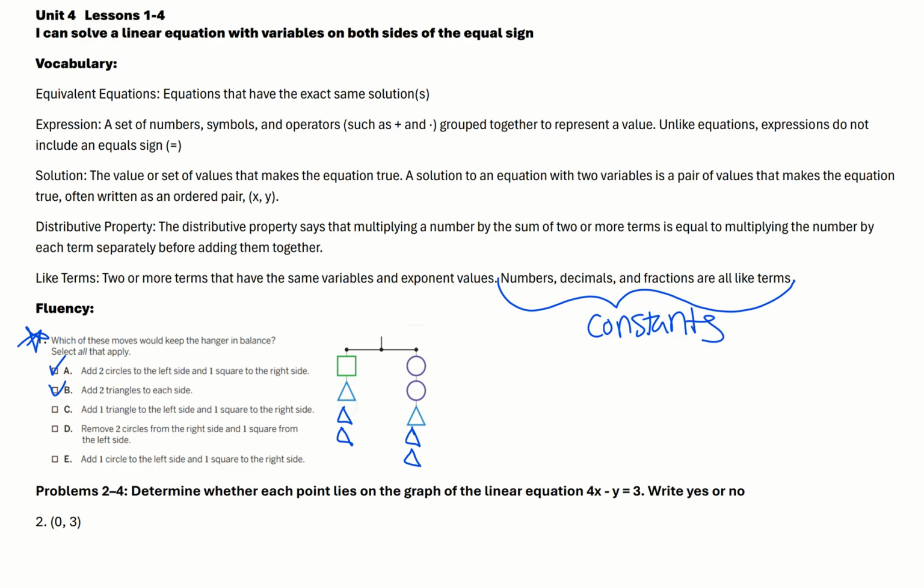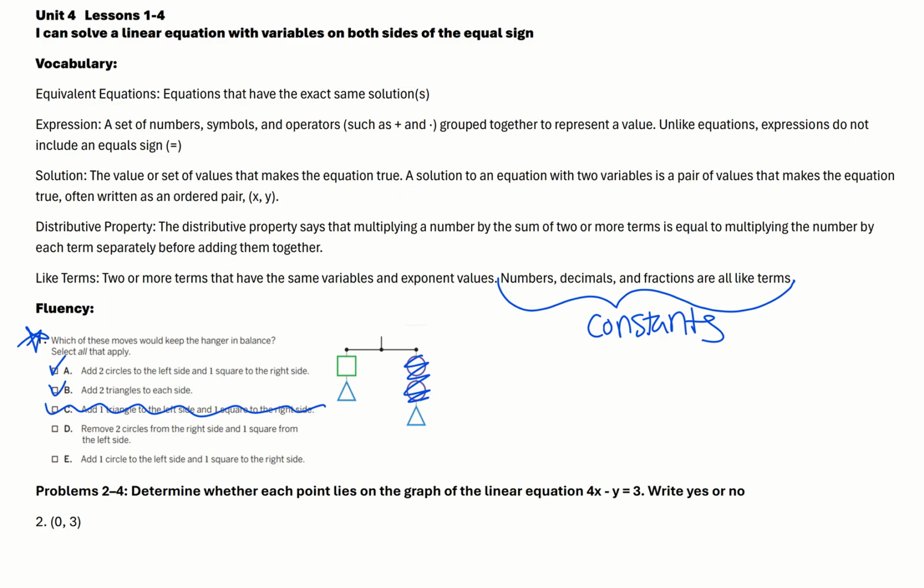All right. The next one says add 1 triangle to the left. Okay. And then add 1 square to the right. Well, the squares definitely cancel. The triangles cancel. But here's the problem. That's not balanced. Nowhere does it say that those are equal. So that will not work. Okay, that's a no. All right, remove 2 circles from the right side.